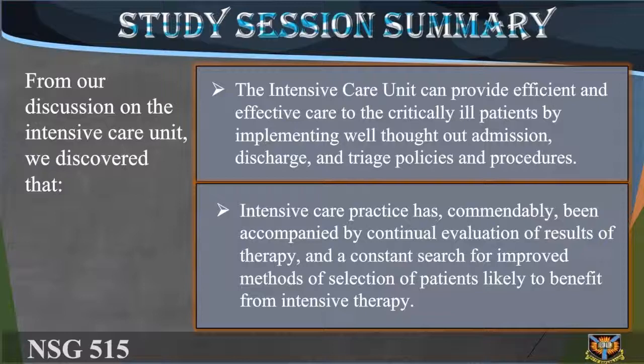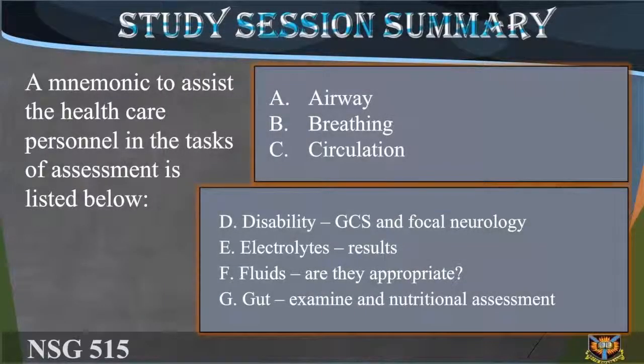Study section summary. From our discussion on the intensive care units, we discovered that the intensive care units can provide efficient and effective care to the critically ill patients by implementing well-thought-out admission, discharge, and triage policies and procedures. Intensive care practice has commendably been accompanied by continual evaluation of results of therapy and a constant search for improved methods of selection of patients likely to benefit from intensive therapy. A mnemonic to assist the healthcare personnel in the tasks of assessment is listed below.